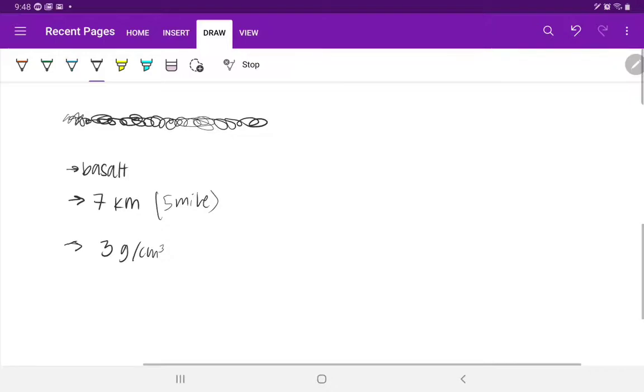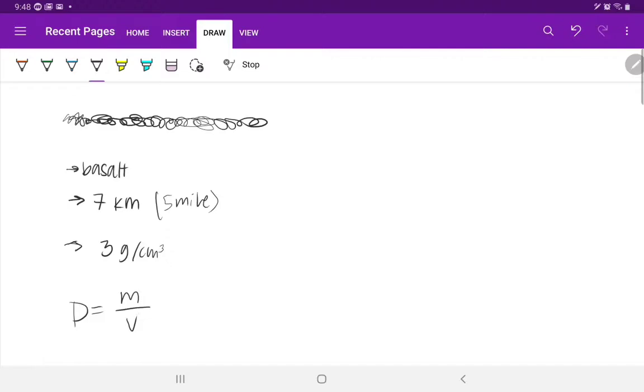Density, if you don't know, this is just a quick little tangent, is equal to mass over volume. That's this measurement, right? Grams is from the mass and centimeters cubed is from the volume. For reference, water has a density of 1 gram per centimeter cubed. So the density of oceanic crust is roughly 3 times that of water.